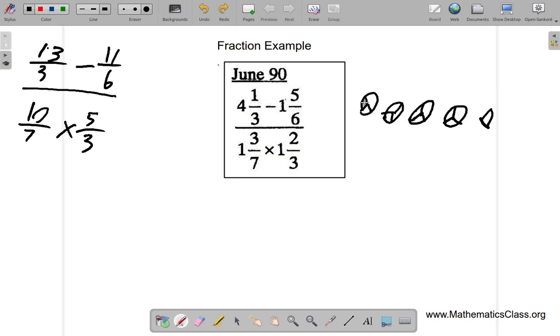How many thirds do I have? 1 2 3 4, so 1 2 3 4 5 6 thirds, 7 8 9 thirds so far, 10 11 12 thirds, plus one more third gives me 13 thirds. Alright, you see that? You can do it that way as well.